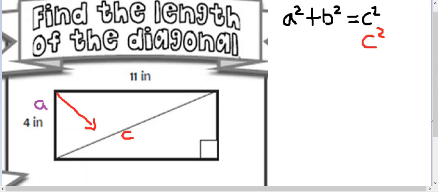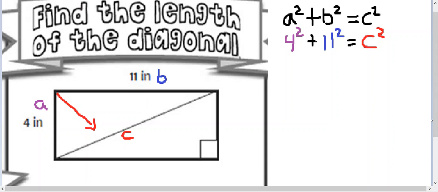I know the sides touching my right angle are a and b. So I labeled a, and I can see a is 4. So that would give me 4 squared. And b would be 11. That would be 11 squared. And then I can bring down the plus sign and equal sign. So now I labeled my sides, and I plugged everything in.